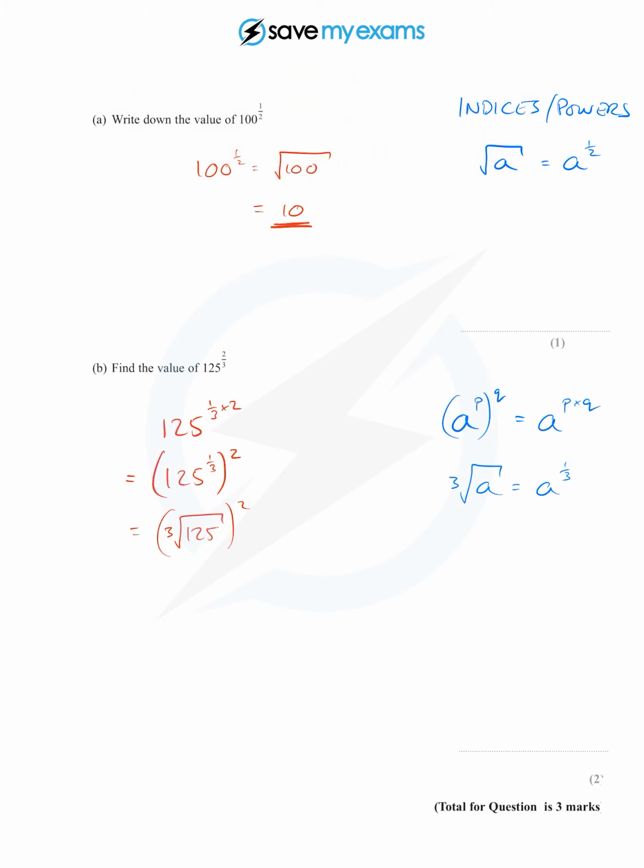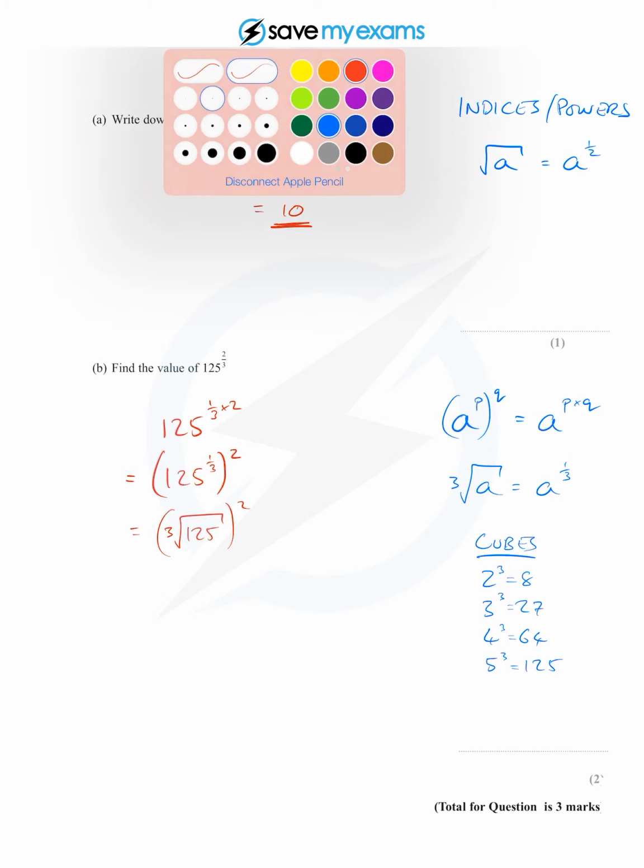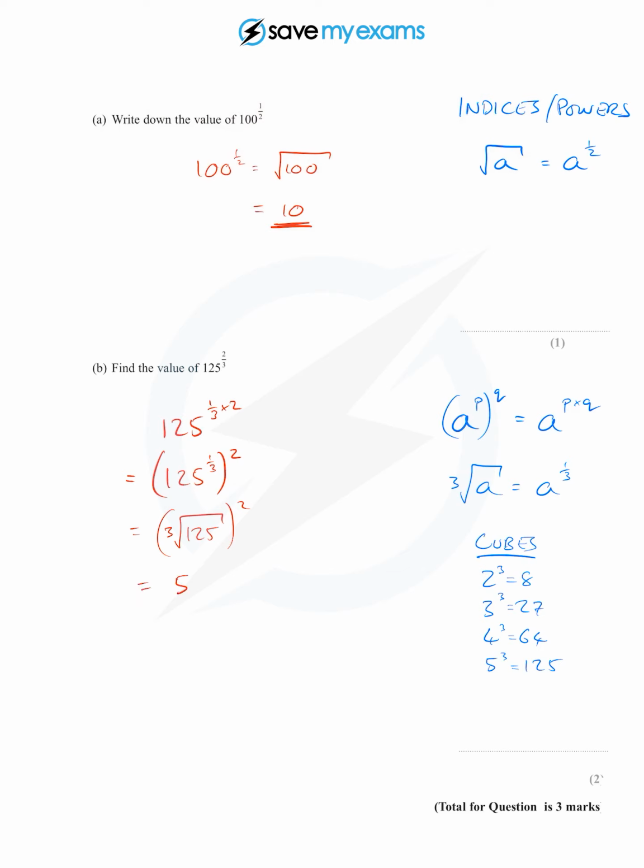Now, do you know your cubes? I hope so. You should know or be familiar with 2 cubed is 8, 3 cubed is 27, 4 cubed is 64, and this one, 5 cubed, is 125. So the cube root of 125 is 5, and that is squared in this question, and 5 squared is 25. So although that has taken a little bit of time, actually each step isn't too complicated, or at least I hope you think it isn't.